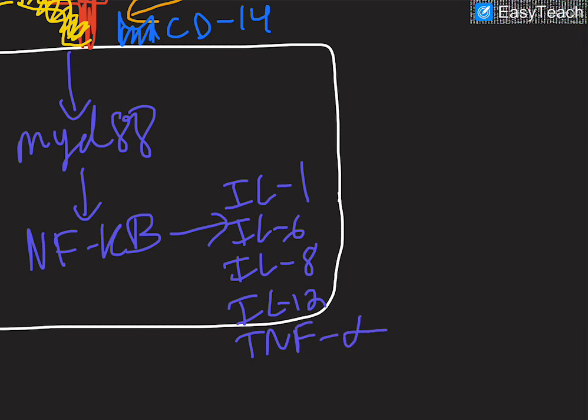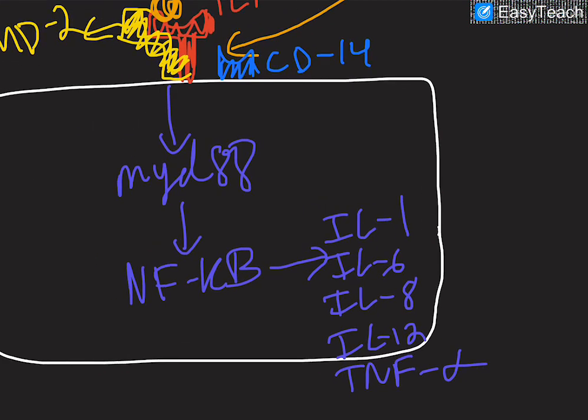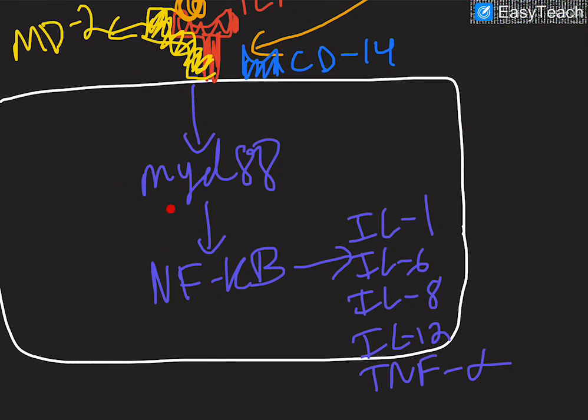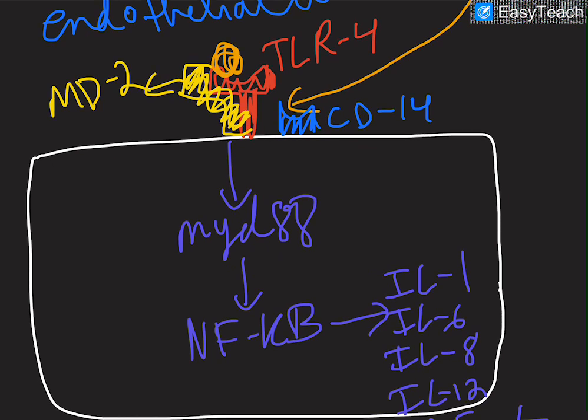But the thing about toll-like receptor 4 is it not only activates the MyD88 pathway, it also activates the TRIF pathway, as we've seen in toll-like receptor 3. Okay, so some of the toll-like receptor 4 molecules don't all have to activate the MyD88 pathway. It can also activate the TRIF pathway.